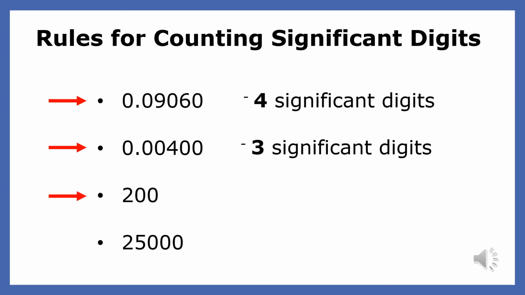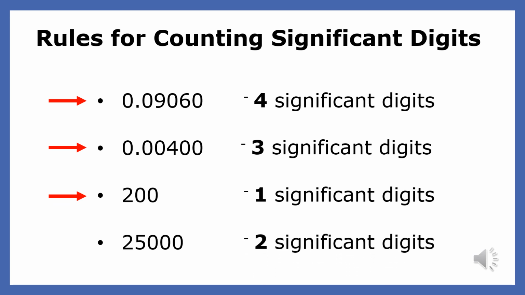This is not a decimal, so the trailing zeros don't count. That's only 1 significant digit. And the last one is not a decimal. Trailing zeros don't count. 2 significant digits. So leading zeros in a decimal don't count. Trailing zeros in a decimal do count.